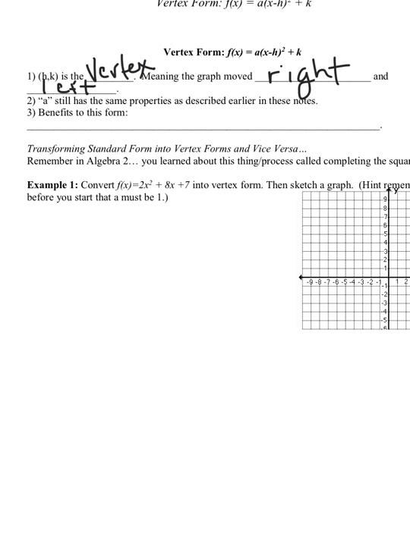All right, (h, k) is the vertex, meaning the graph moved right or left. So h tells us which way the graph is moving, right or left. a still has the same properties as described earlier. The benefit of this form is that we know where the vertex is. We can find the axis of symmetry very easily. I'm going to abbreviate that as AOS, axis of symmetry. And we can tell approximately how much the graph is stretched or compressed.